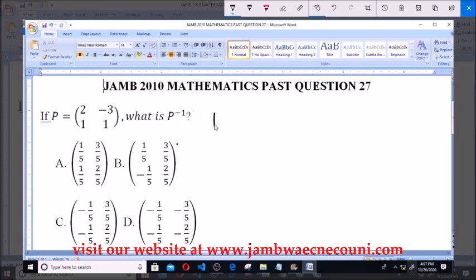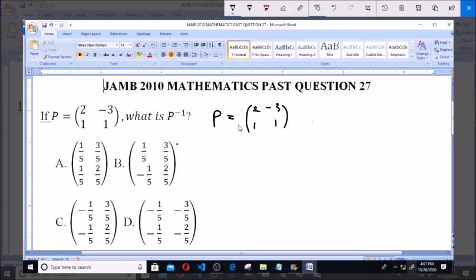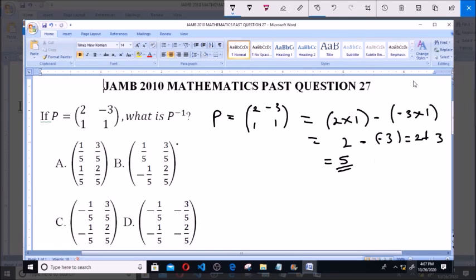Now we're given that P is equal to a 2 by 2 matrix of 2, minus 3, 1 and 1. First of all, before we can find the inverse of P, that's P raised to the power minus 1, let's first find the determinant of P. Let's solve for P first. Now P is equal to 2 multiplied by 1 minus 3 multiplied by 1. Now this is equal to what? 2 minus 3, and this is equal to 2 plus 3, which is equal to 5. Now the determinant of P is equal to 5.